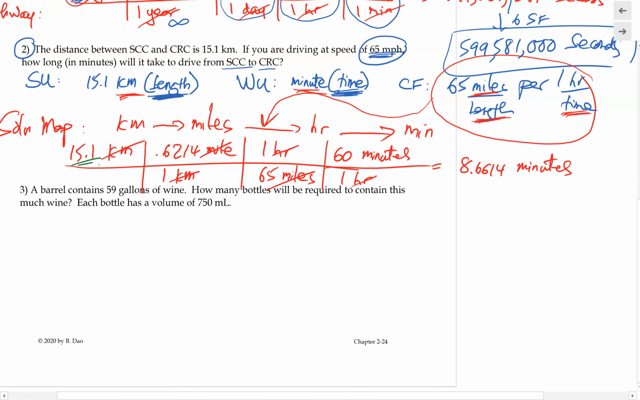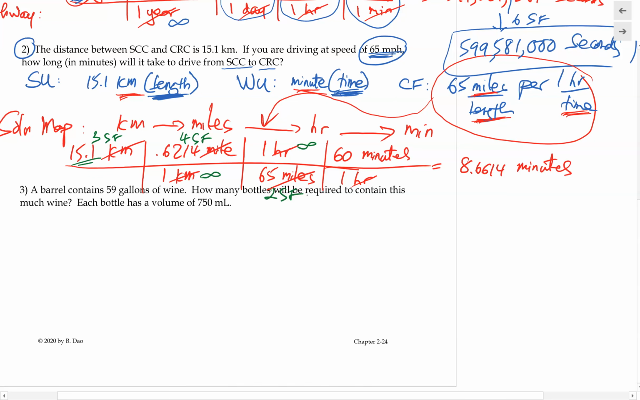The 15.1 here, the distance between Saxony and CRC, this is a measurement value, right? And based on how it's given, you have 3 significant figures. This value right here has 4 significant figures. This one on the bottom, anytime we have 1 here, has an infinite amount of significant figures. And this one right here has an infinite amount of significant figures on top, and on the bottom, 2.